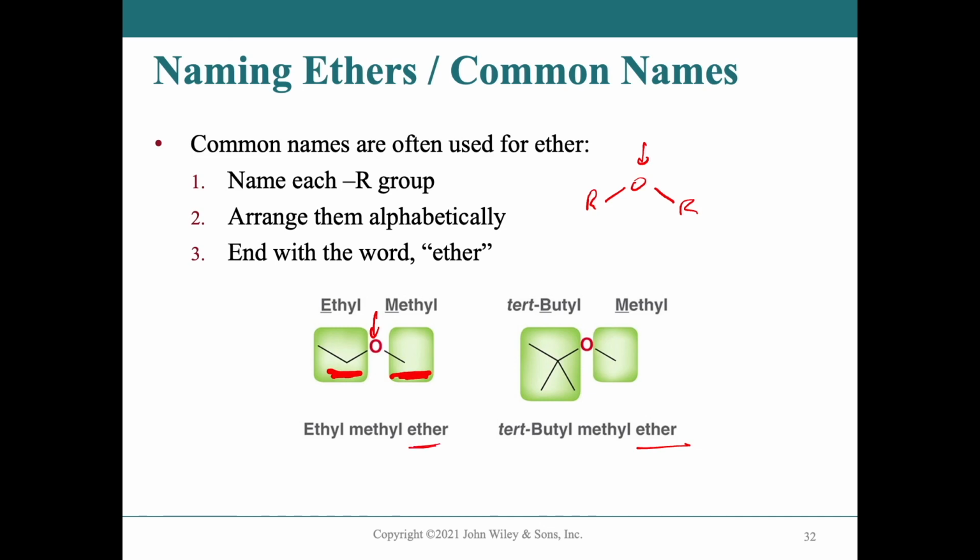Here we have, again, tert is a prefix telling you how many there are. So you don't really have to worry about that in the alphabetical thing, but the alphabet part starts with butyl. So butyl for these right here, and then methyl for this right here, ether, right? That's simple, okay?